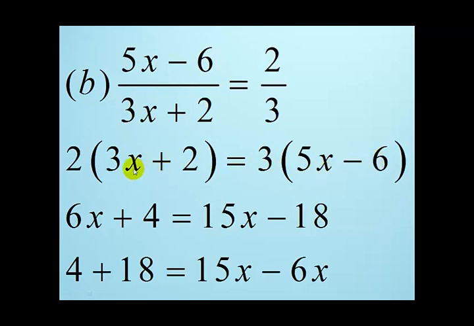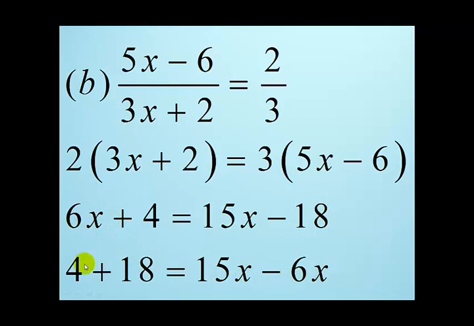Now we expand. So 2 times 3x equals 6x. 2 times 2 equals 4. This is equal to 3 times 5x equals 15x. And 3 times minus 6 equals minus 18. Take note that we are solving for the variable x. So we group the variable on one side and the constant also on one side. Now in this case, let's group the constant on the left hand side. So minus 18 on the right hand side becomes plus 18 on the left hand side. And 6x on the left hand side becomes minus 6x on the right hand side.